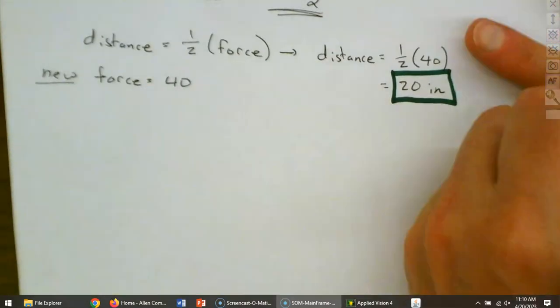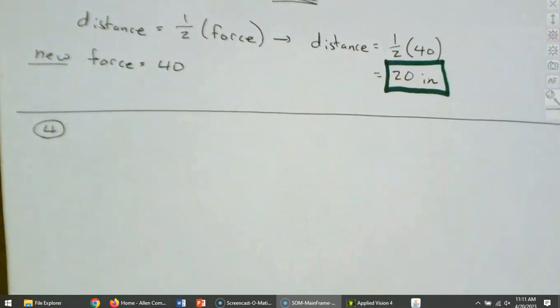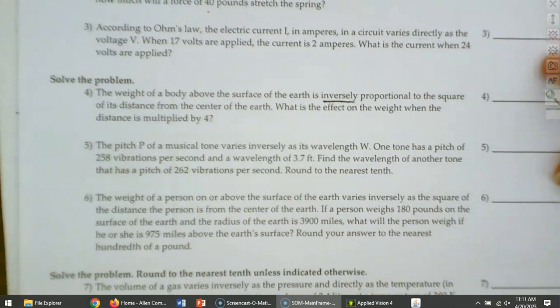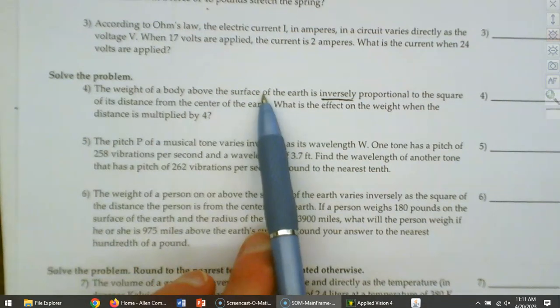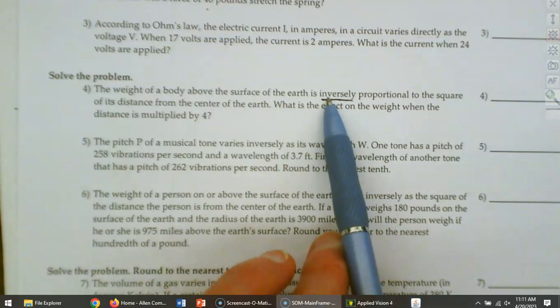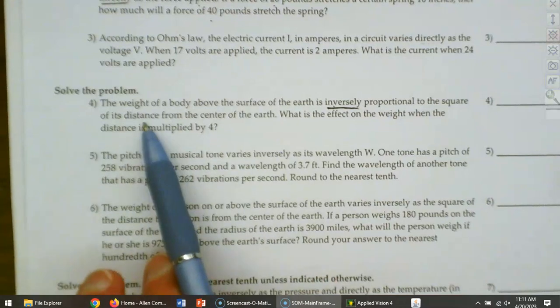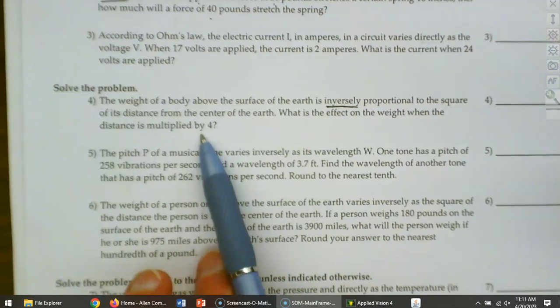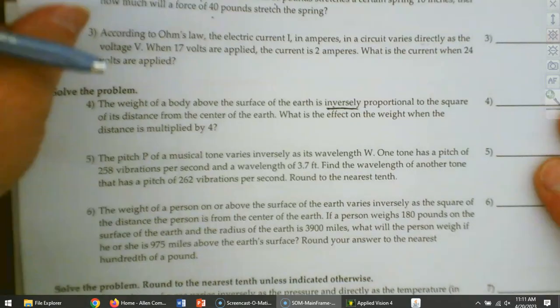So let's now look at question 4. This one is inversely proportional to the square. So the weight of the body above the Earth's surface is inversely proportional to the square of the distance, right? What is the effect on the weight when it's multiplied by 4? I think we talked about this one before, but we're going to go over it again, and we'll go over a formula again.